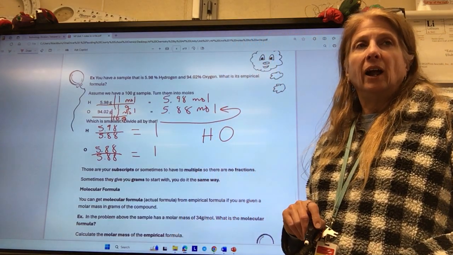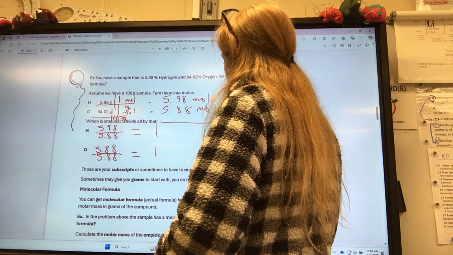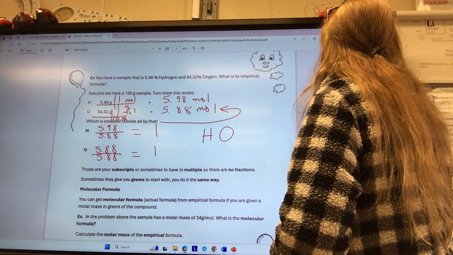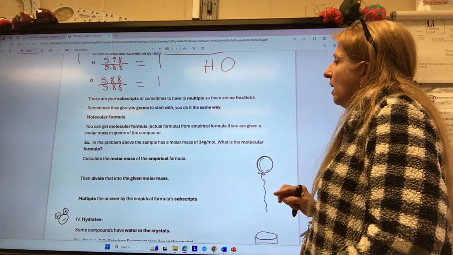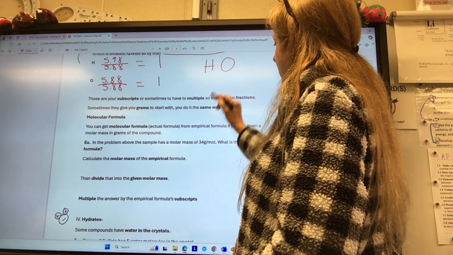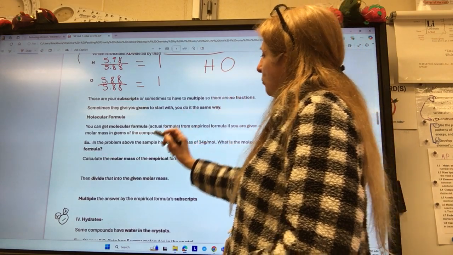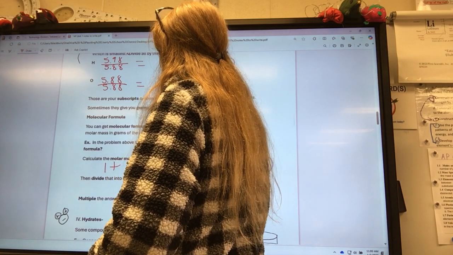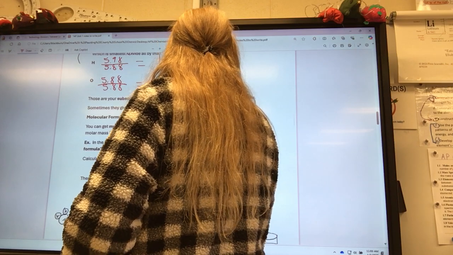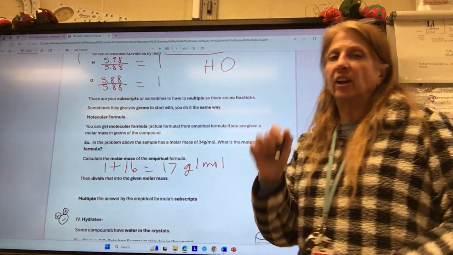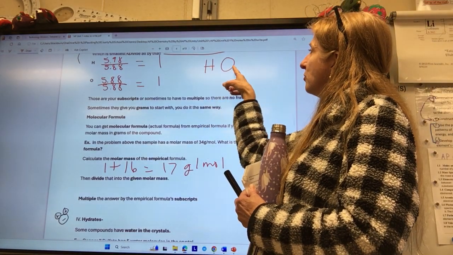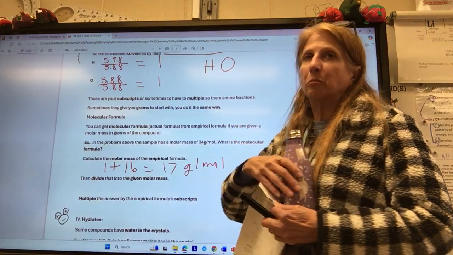Ho, ho, ho. Now, that is our empirical formula, but sometimes then you take that and you get the real formula or the molecular formula. So what you do is you have to first calculate the empirical formula molar mass. So we have 1 hydrogen plus 1 oxygen, which is 16. That equals 17 grams per mole. Everybody understand how I got that mass of the empirical formula? I looked on the periodic table. 1 for hydrogen, 16 for oxygen. I added them up.